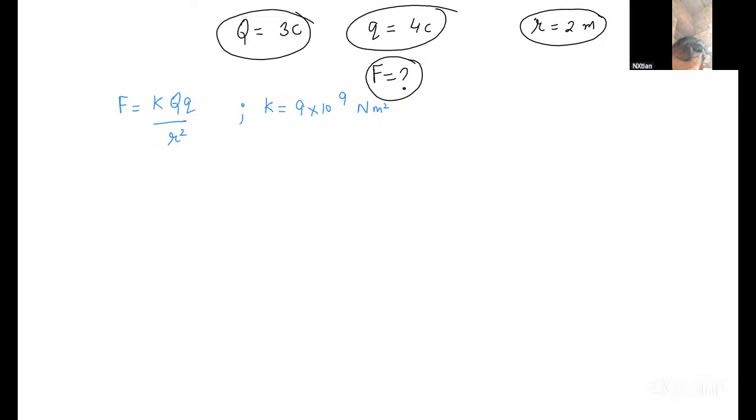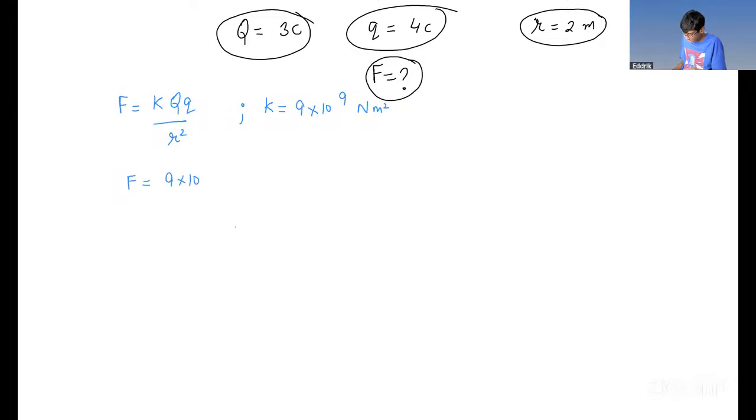Yeah, it is written as plus 9 only. The book is saying plus 9. Okay, plus 9, so we'll take plus 9 also. But sir, in the answer it is given minus 9 Newton. Minus 9? Yeah, that is not correct.